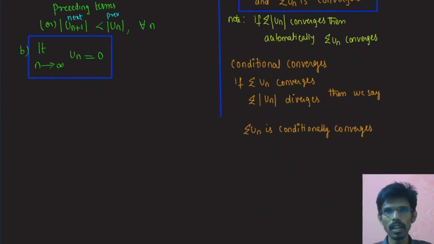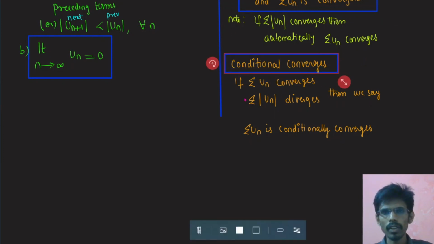Now see here, conditional convergence is there. In conditional convergence, sigma un converges, but sigma mod un diverges. Then we say sigma un is conditionally convergent, meaning un converges but mod un diverges. Opposites are there, one is converging, the other is diverging. Then we say conditional convergence of the given series sigma un. Now this is the brief idea of all the tests that we are going to study in this unit.